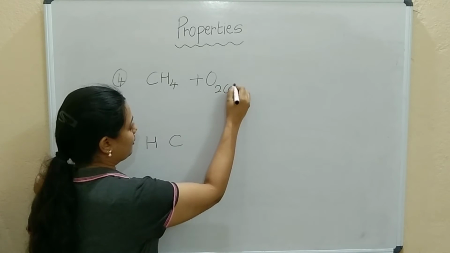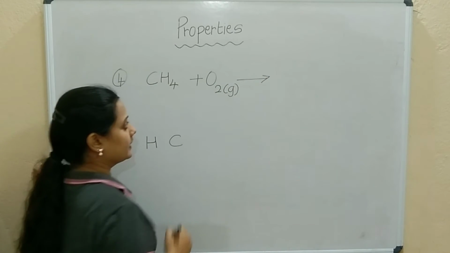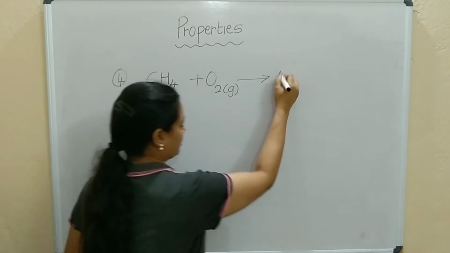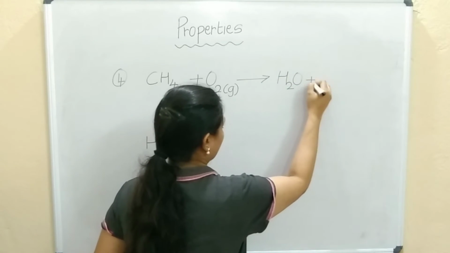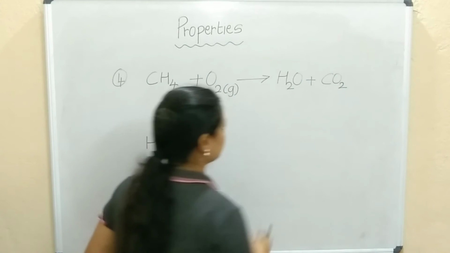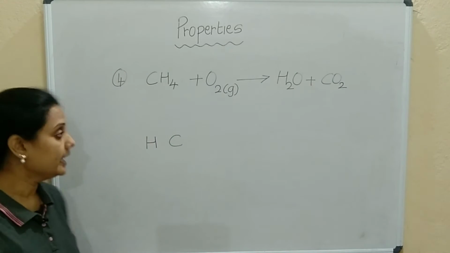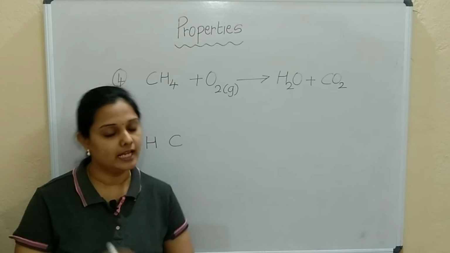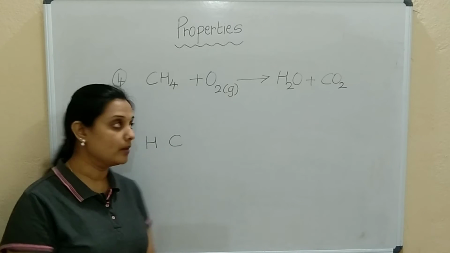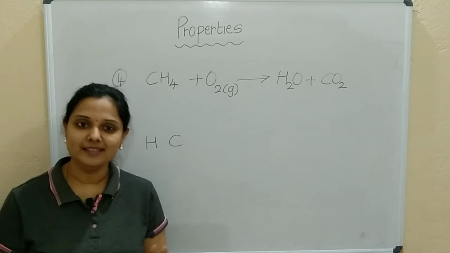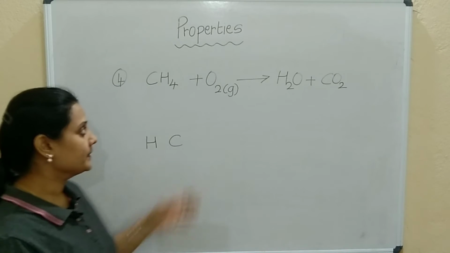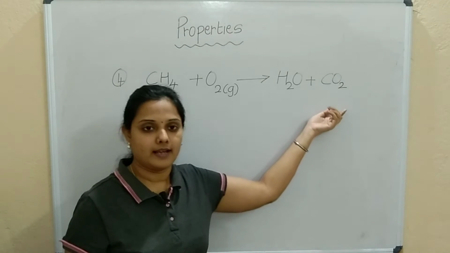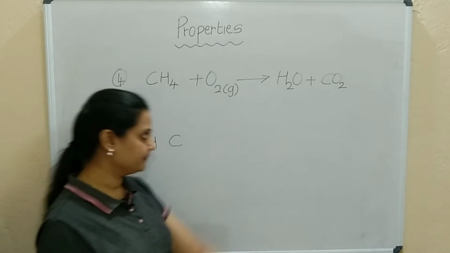It will undergo what? Combustion. Correct? It will undergo combustion and it will produce water and carbon dioxide. Now always remember, any hydrocarbon compound, if it reacts with oxygen, any hydrocarbon compound, propyne, butane, heptane, pentane, correct, they can react with oxygen and it will form water and carbon dioxide. Correct.